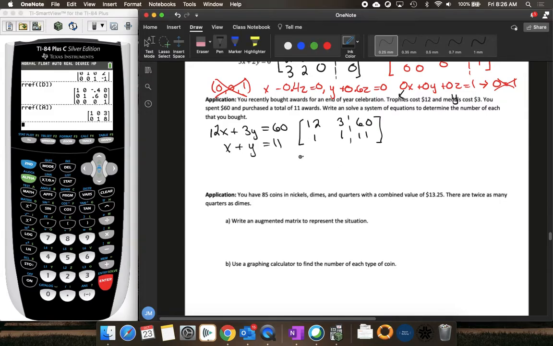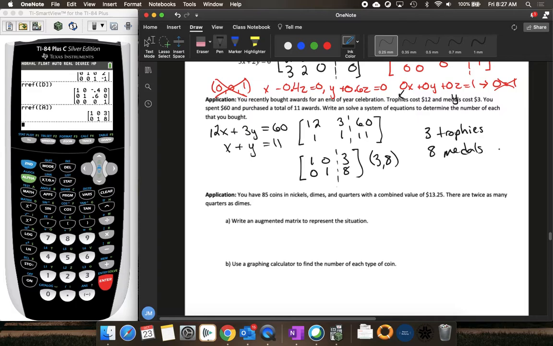So our reduced row echelon form was 1 and 3, and then 0, 1, and 8. So as an ordered pair, that would be 3, 8. In this context, X was trophies, so that would be that they bought 3 trophies. Y was medals, so they would have bought 8 medals.